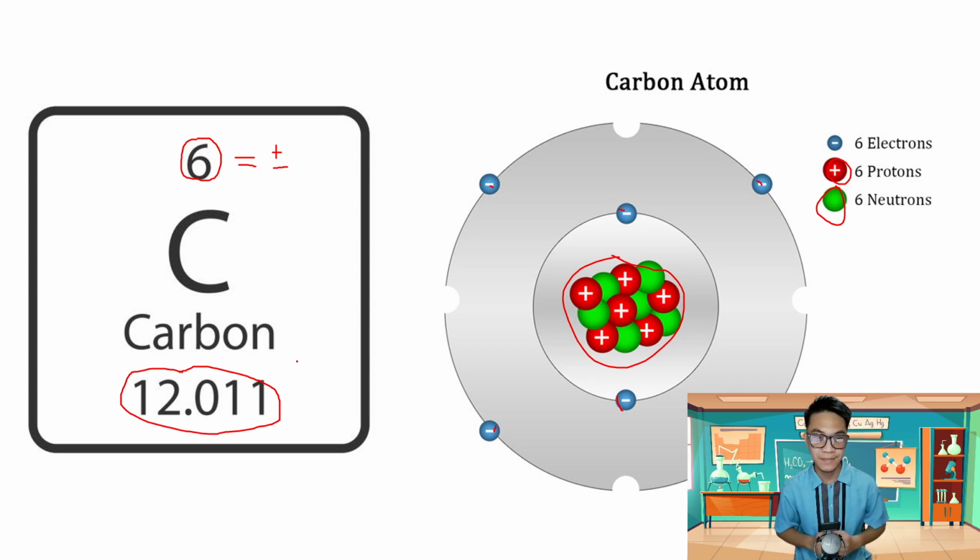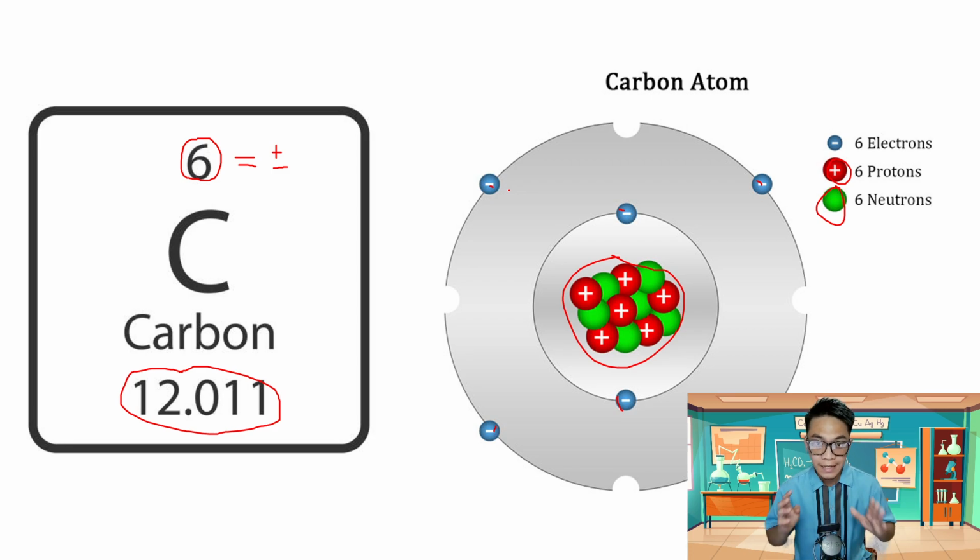Okay, so here's the explanation, guys. As I've mentioned earlier, that 6, the atomic number, is equivalent to the number of protons and the number of electrons. But it's not always true for the number of neutrons. Why? Because we have the so-called isotopes. Carbon has a couple more than 5 isotopes. It's really abundant on this planet.